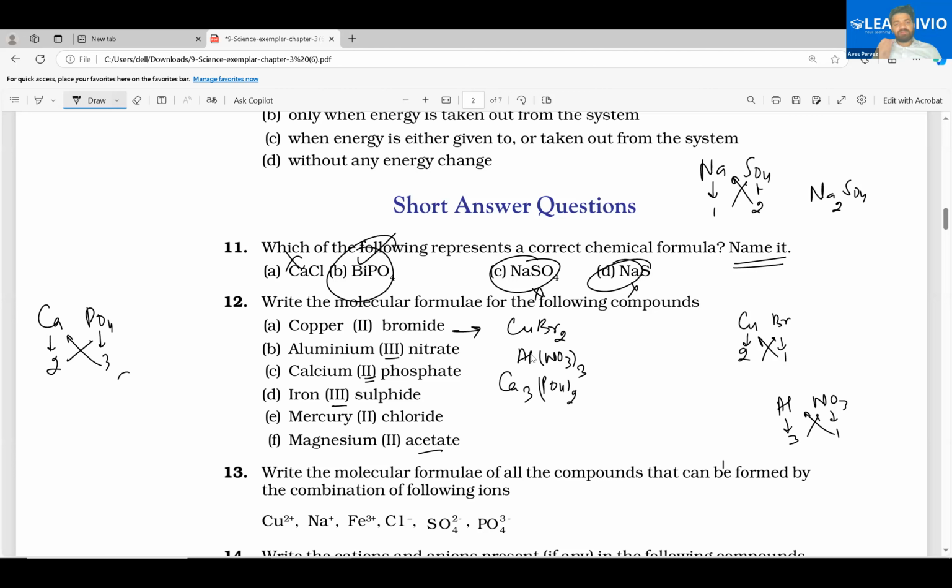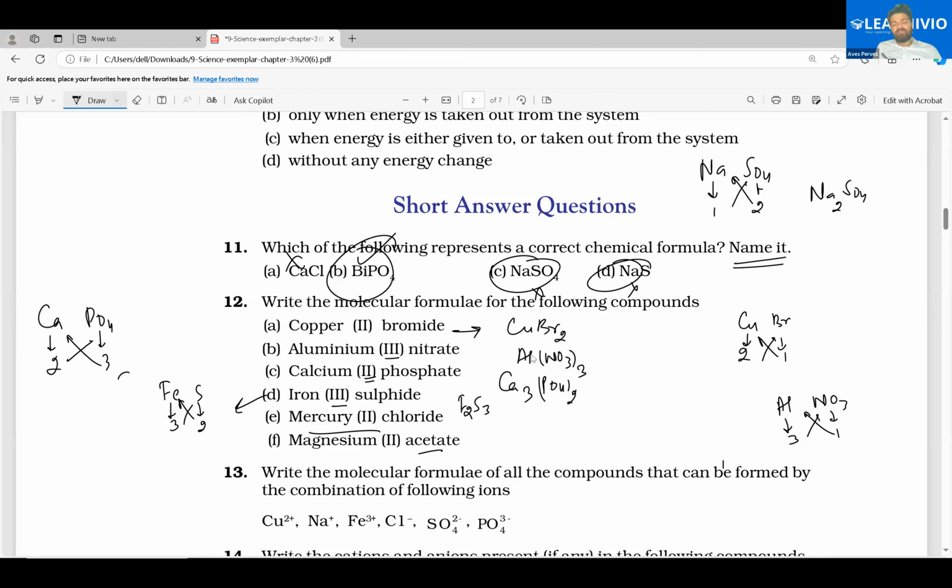Yes, Bharti, the formula of iron sulfide. Fe2S3. Yes, because it is iron 3 that is being used. Sulfide is 2. You cross multiply, and you will get Fe2S3.